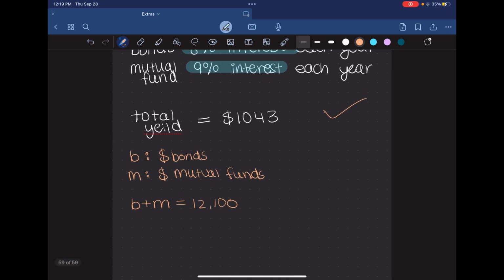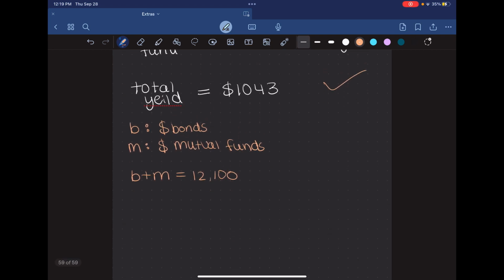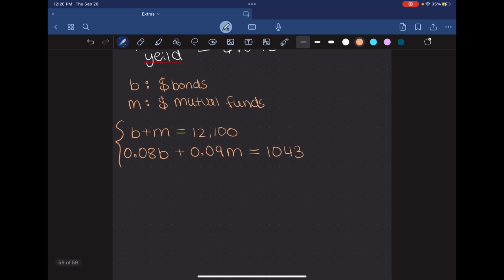The second thing we know is that our total yield is going to be $1,043, which means that if I take the interest that I earned from my bonds, which is 0.08 times whatever I invested in my bonds, and I add that to 0.09 times M, which is the interest that I earned from my mutual funds, that's got to be equal to 1,043. So now I have a system of equations which I can solve either via substitution or elimination. I'm going to solve this one using elimination since the previous one we did substitution.